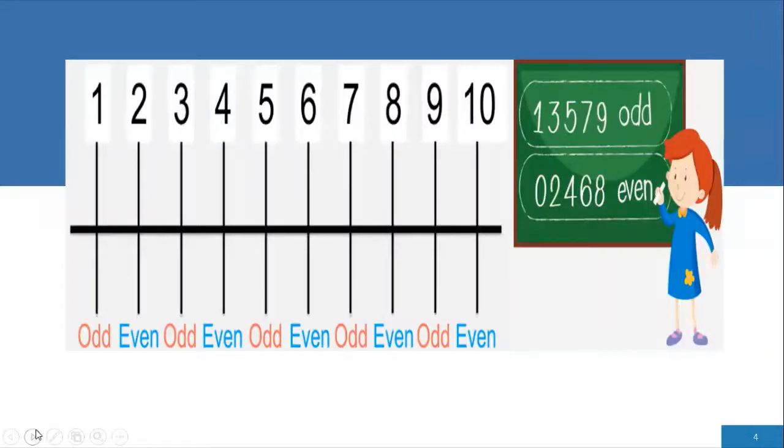Next one is an example. This is a number line starting from 1 ending at 10. It starts with an odd number and ends at an even number. Why is 10 an even number? Because in 10, the unit value is 0. And if the unit value of any number is 0, then that number is an even number. So 1 is odd, 2 is even, 3 is odd, 4 is even, 5 is odd, 6 is even, 7 is odd, 8 is even, 9 is odd, and 10 is also an even number.